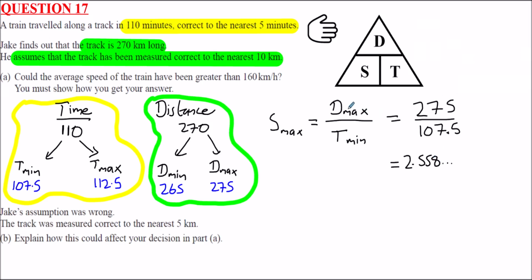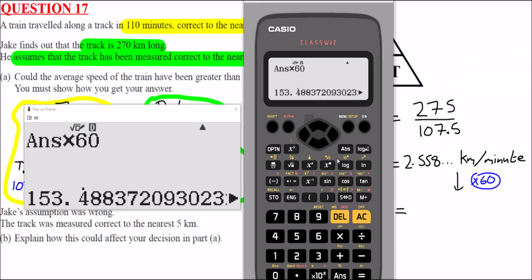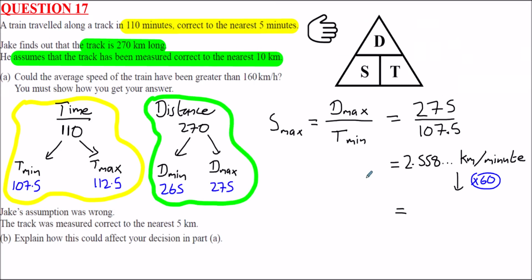But that is when we've divided by minutes. That's kilometers per minute. We don't want kilometers per minute, we want kilometers per hour. So to change from minutes to hours, because there's 60 minutes in every hour, we need to multiply this value by 60. So if we just do this on the calculator, whatever number we've just got, multiply that by 60, and you can see here we're going to get a value of 153.5 rounded to one decimal place. So 153.5 kilometers per hour.